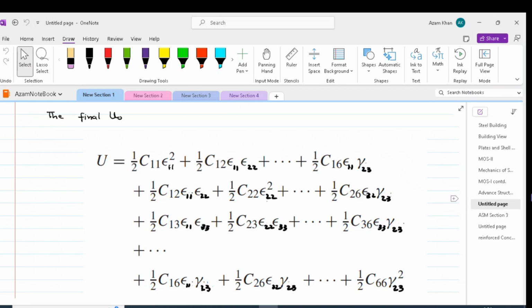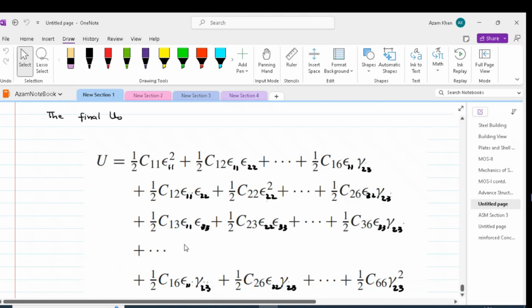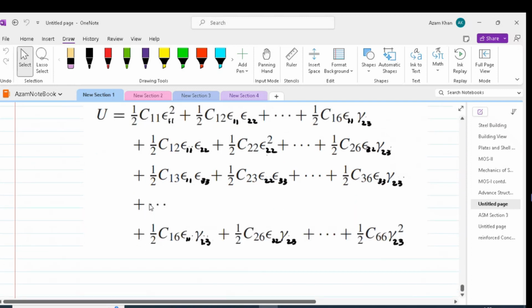In our previous discussion, we derived an expression for strain energy density of an anisotropic material. We will continue with the same discussion and try to derive a strain energy density of an isotropic elastic material. We will develop constitutive equations for isotropic elastic material, and finally, we will discuss plane stress and plane strain problems. So on the screen, we can see the strain energy density equation for an anisotropic material.